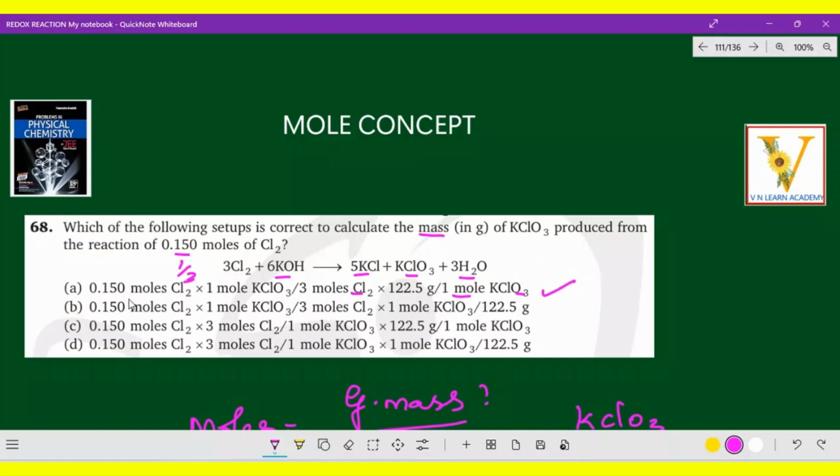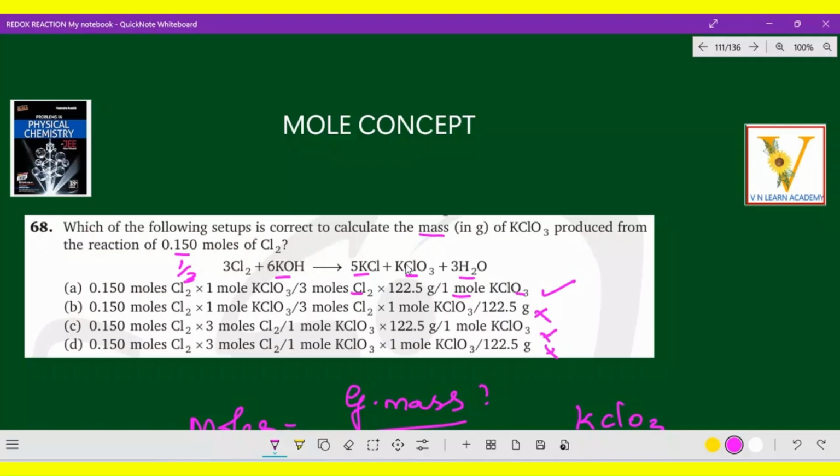The second point, the same idea: 0.150 moles of chlorine into 1 mole of KClO3 divided by 3 moles of Cl2 into 1 mole of KClO3 divided by, now this is inverted, they mentioned. And the same way, 0.150 moles of chlorine into 3 moles of chlorine divided by 1 mole of KClO3 into 122.5 gram per 1 mole. No, actually all these three are wrong.